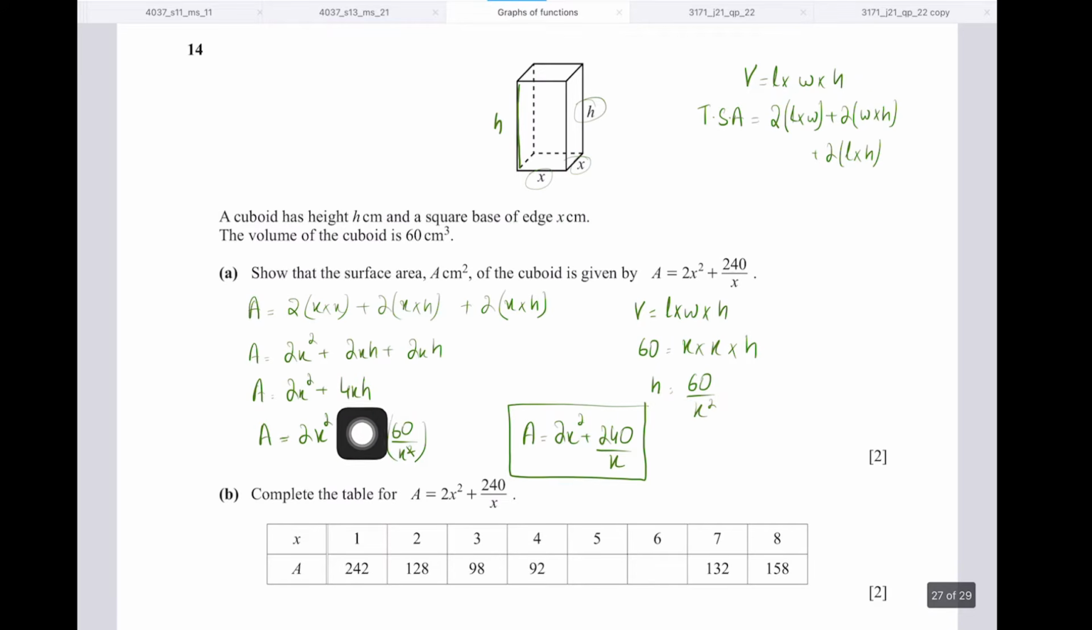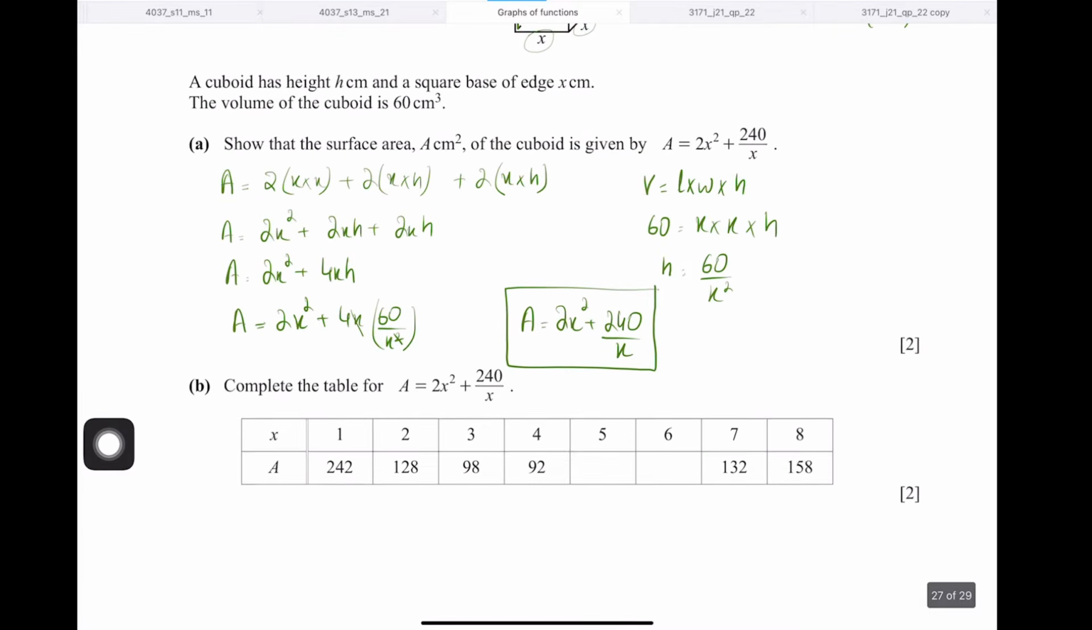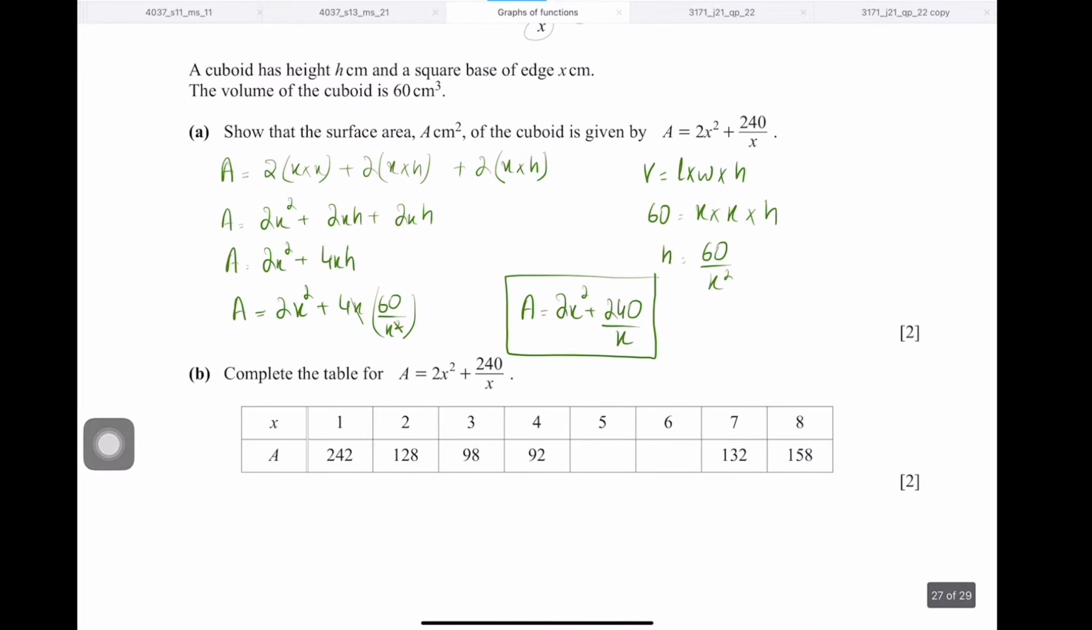Now 2xh and 2xh can be added and written as 4xh. Now this is in terms of x as well as h. So we need to find a way to rewrite h in terms of x. For that we have the volume. We made an equation for volume, made h the subject, and this is what we ended up with. Now we plug in h as 60 upon x square, and simplify it. Okay, this is what you get. I hope that helps.